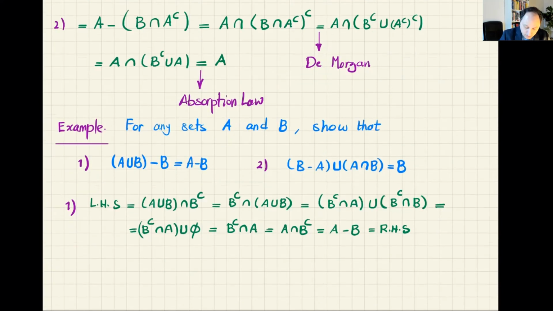Okay, so let me just do this one also. Anyone else? What is the first step to do? First of all, I think it is clear for everyone. It is better to start from the left-hand side, because it's more involved. But what is the first step that I need to take here? Anyone? You can rewrite the B minus A to B intersection A complement. Exactly.